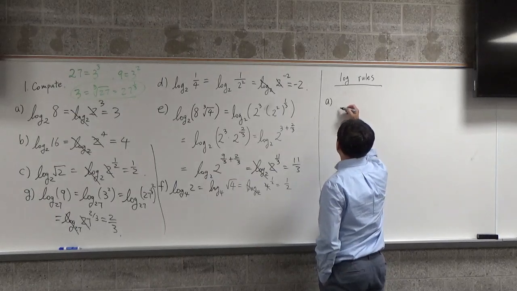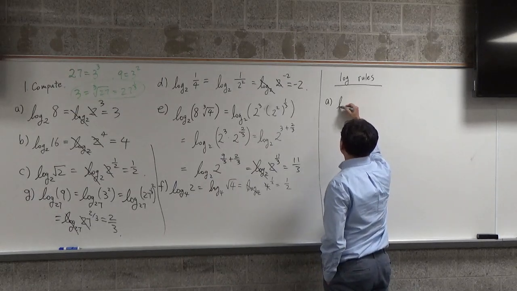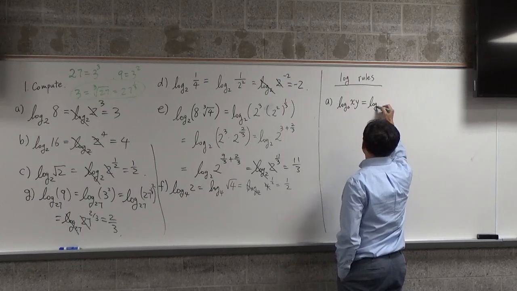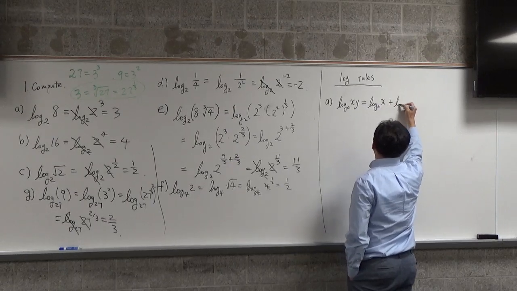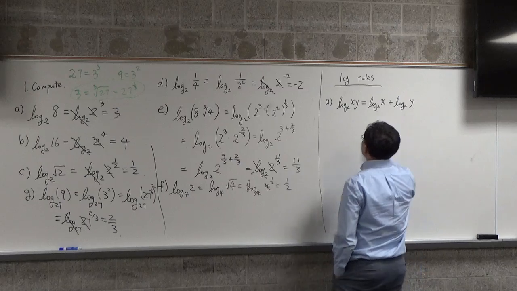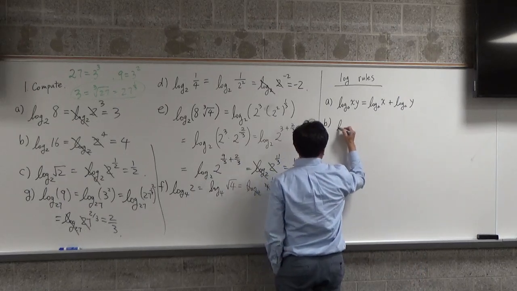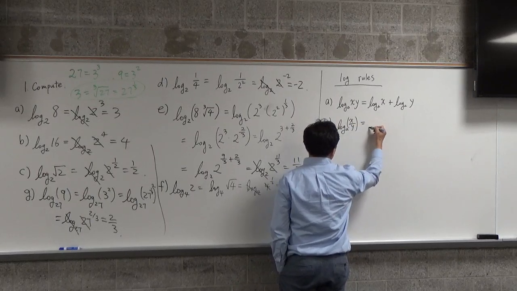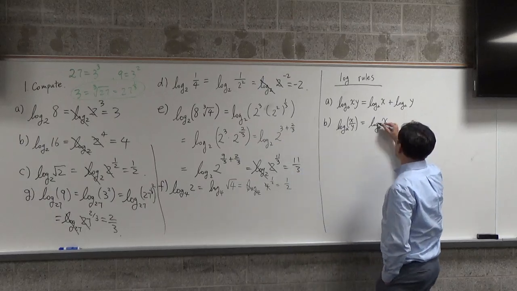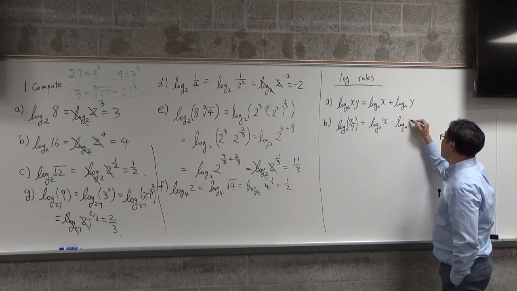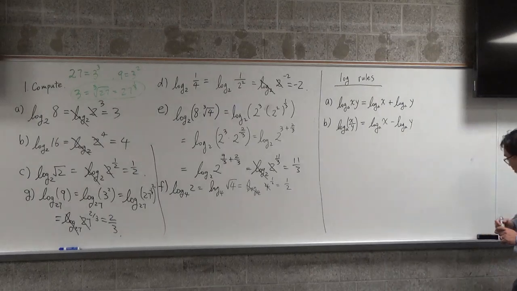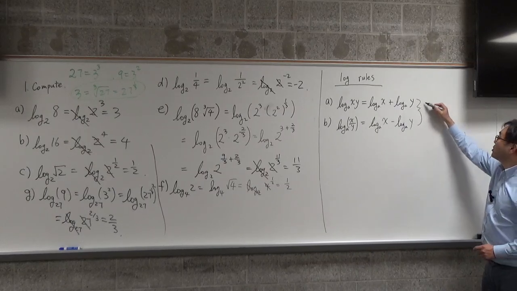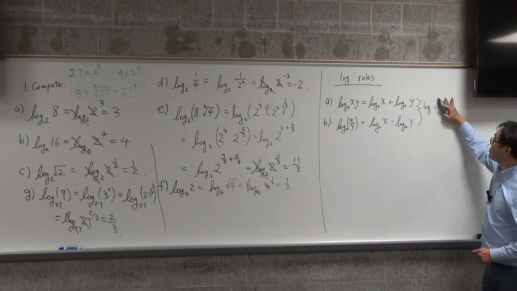And the first one is log A of XY is equal to log A of X plus log A of Y. Second one is log A of X over Y is equal to log A of X minus log A of Y. And these two rules, I like to call them log splitting rules.